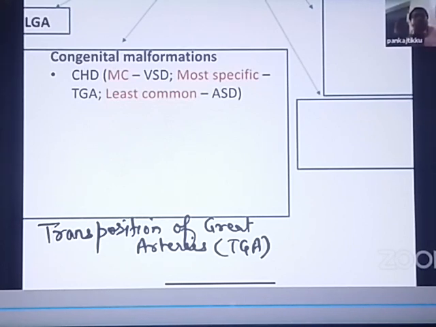So which is the most common organ system affected in infant of diabetic mothers? It is the cardiovascular system. They are very commonly known to have congenital heart defects. The most common congenital heart defect in infant of diabetic mothers is a VSD. The least common is an ASD, atrial septal defect. And the most specific congenital heart defect in infant of diabetic mothers is TGA, also known as transposition of great arteries.